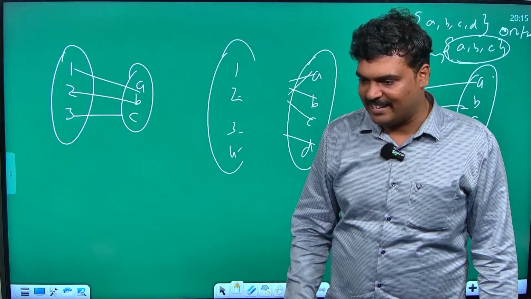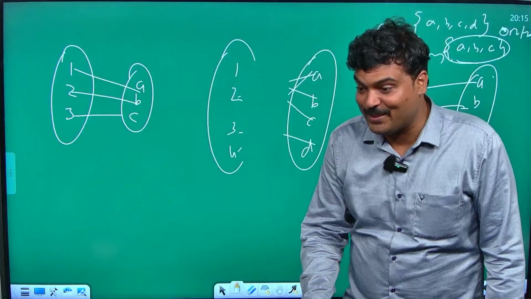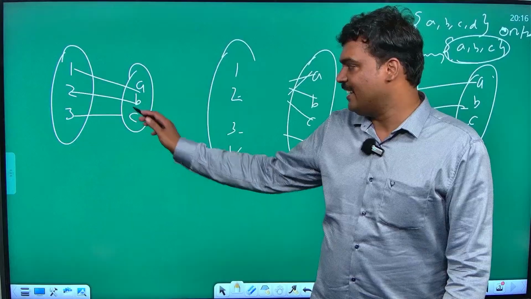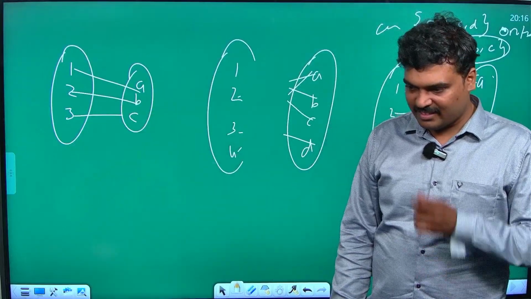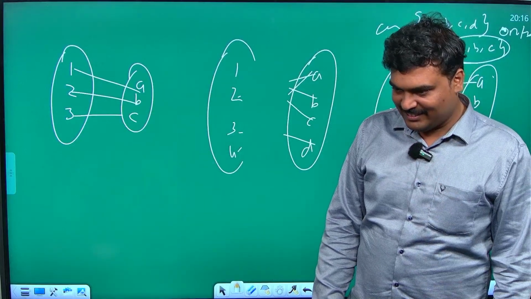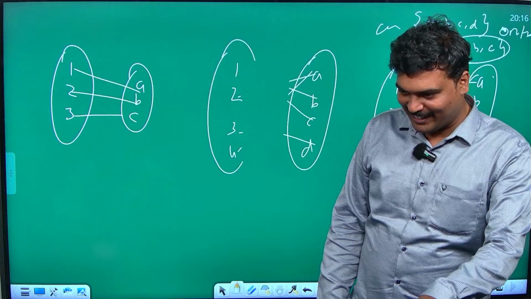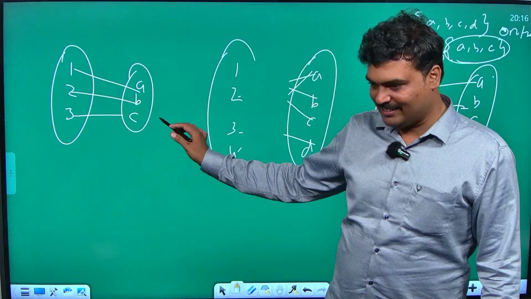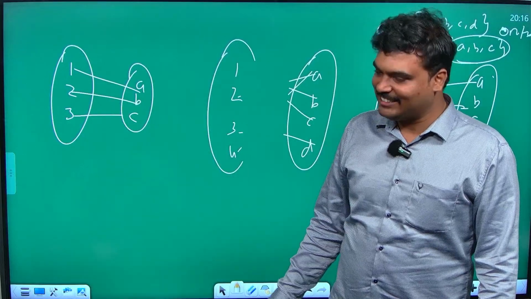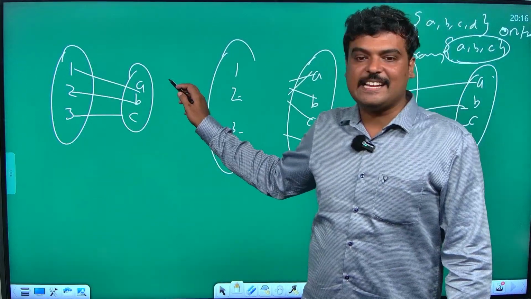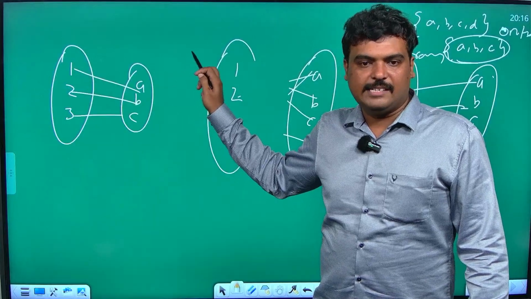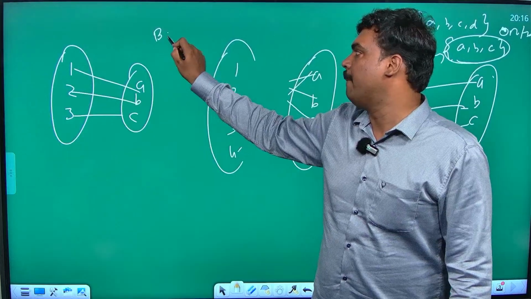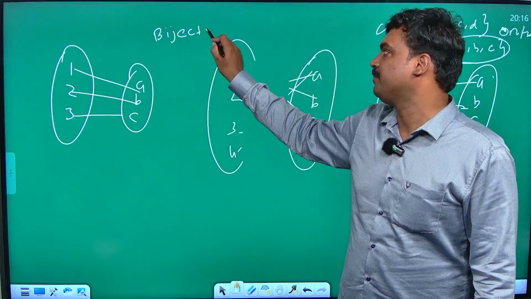What is another name for one to one? Injective function. Okay, onto or into, 50-50 probability. Onto. Okay, what is another name for onto? Surjective. So guys, this is an example of a surjective function and also an injective function. We are going to call it a bijective function.